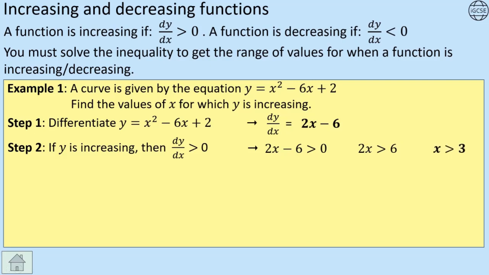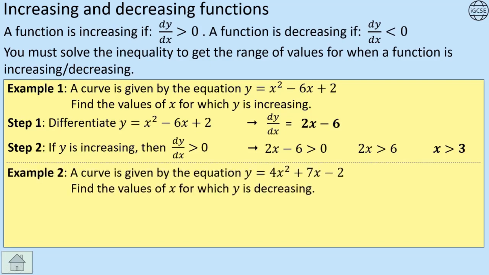So what we're saying is that the turning point probably is when x is 3, but anything bigger than 3, and it's going to be increasing. All right, and that is going to give us the value we need. So find the values of x for which y is increasing, well, anything bigger than 3. Okay, so that's going to be our solution for that particular question.